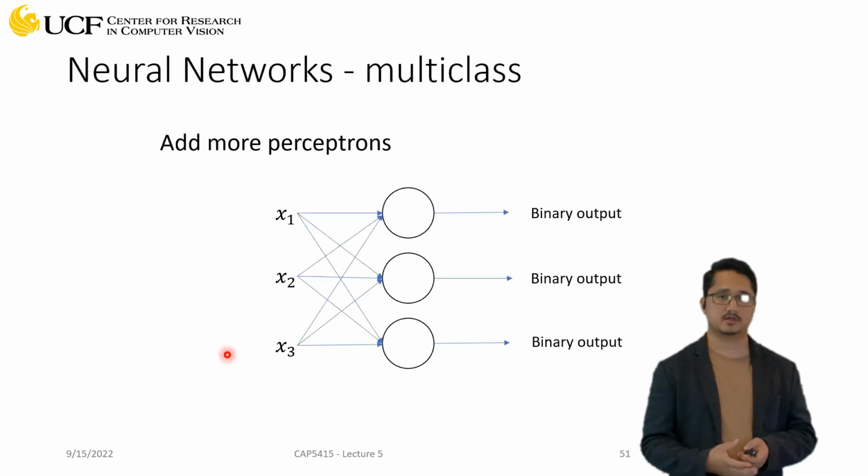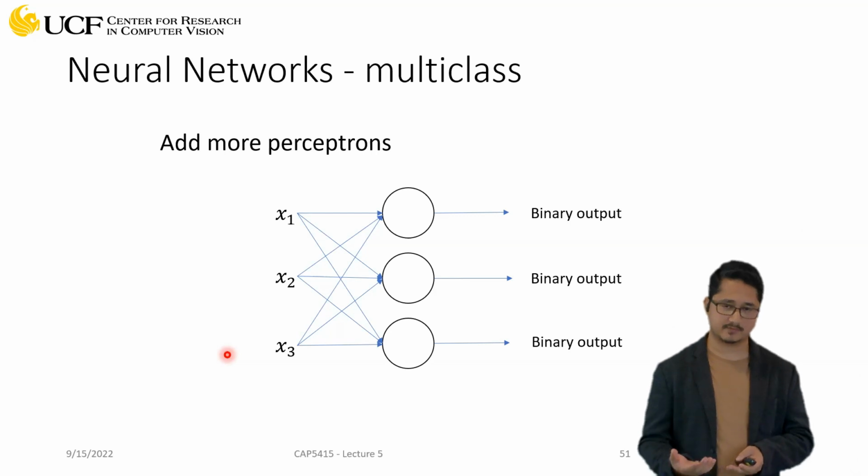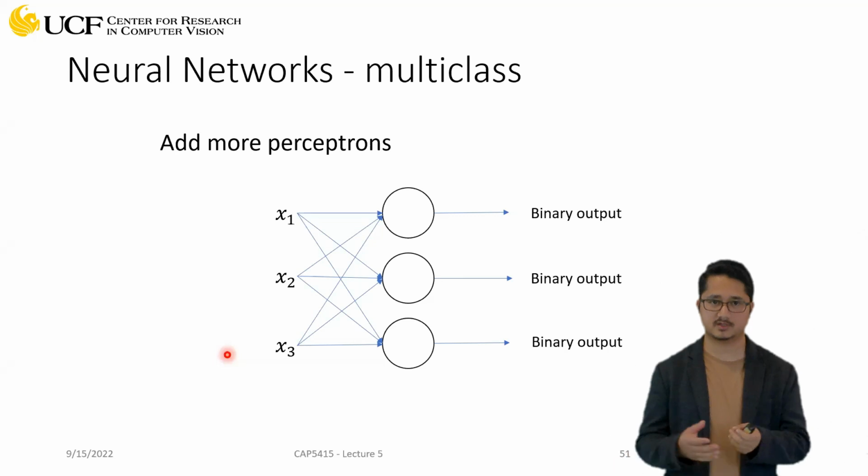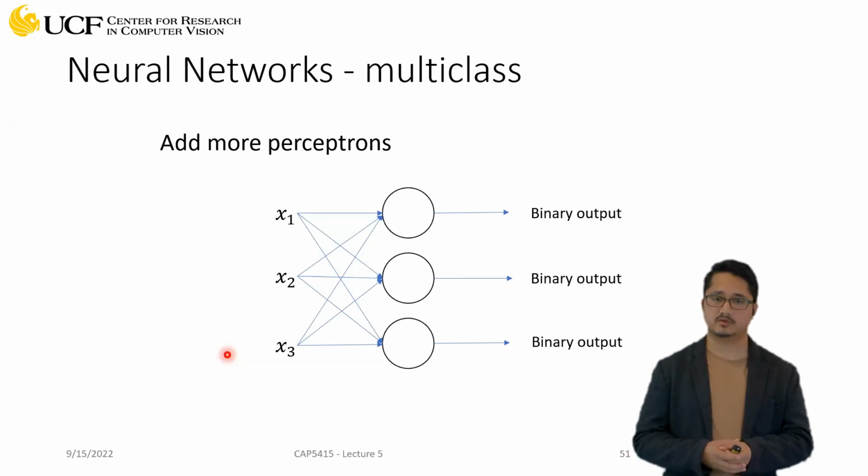Of course, that was a binary classifier, which was saying whether an object is present or not. What if you have a set of classes, right? You can have 3 different classes. Now, what you can do is, for each class, you can add a neuron.